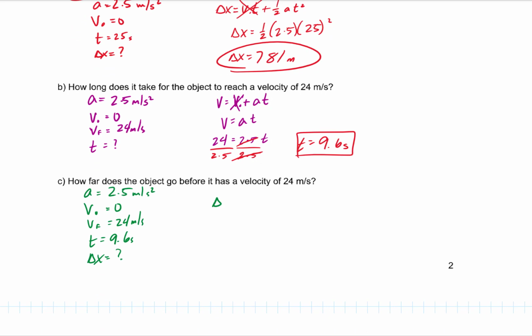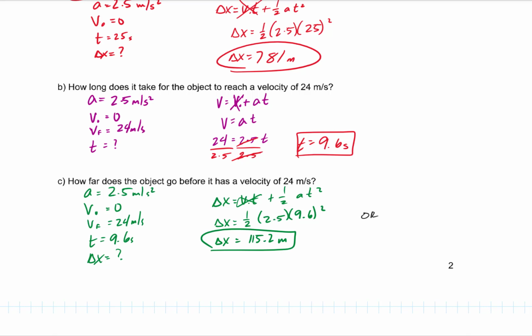So we have a couple of different options. That's all 5 things that I could possibly know. So I could use any equation that has delta x in it, any equation that has displacement in it. So I could use displacement equals v initial times time plus 1/2 at squared. Because the initial velocity is 0, that term goes away. So displacement is equal to 1/2 times 2.5 times 9.6 seconds squared. That displacement comes out to be 115.2 meters.